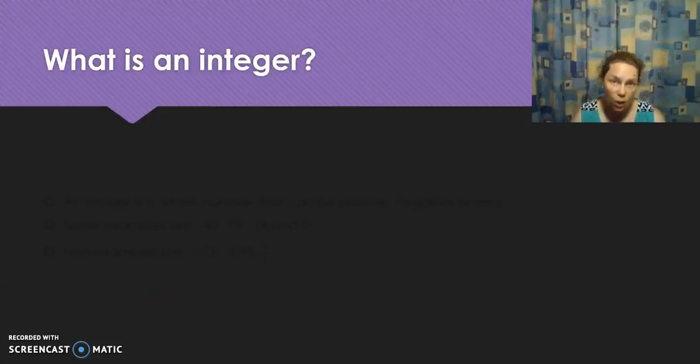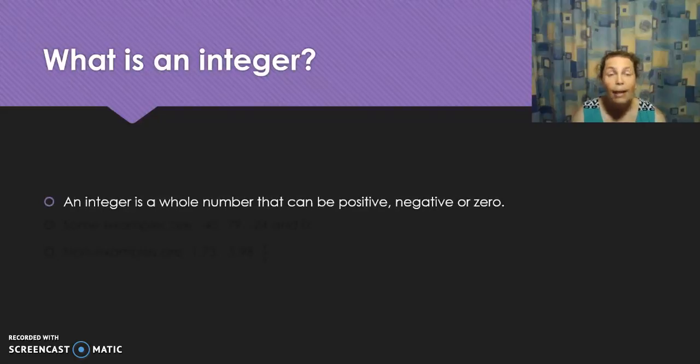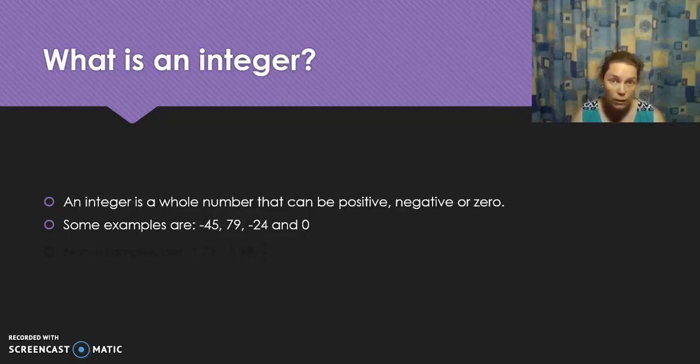Let's begin by having a quick revision of what an integer actually is. An integer is a whole number that can be positive, negative, or zero. Some examples of integers are negative 45, 79, negative 24, and 0. These are integers because they're whole numbers, and some are positive, some are negative, and don't forget 0.